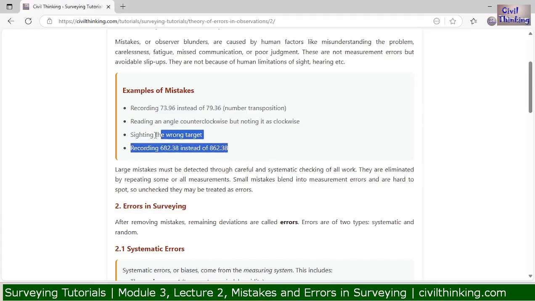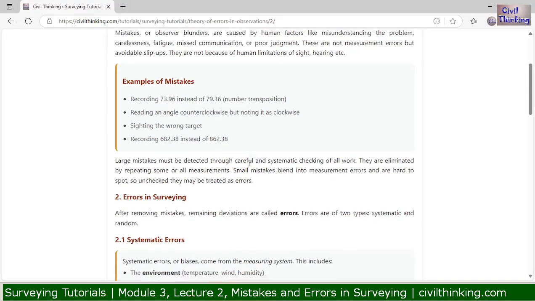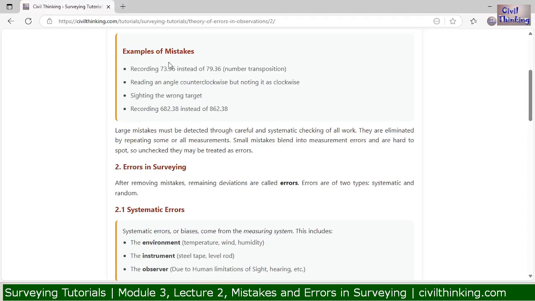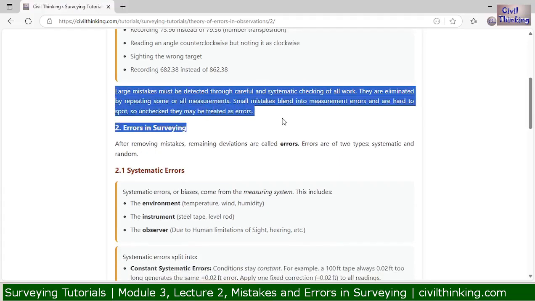When you are in surveying, if you have the capacity to write something correctly but you did it wrong, that is a typical mistake. But when we read more about errors, we will get more understanding of even mistakes. Now let us read about this. Larger mistakes must be detected through careful and systematic checking of all work, so they are eliminated by repeating some or all measurements. Small mistakes blend into measurement errors and are hard to spot, so unchecked they may be treated as errors.